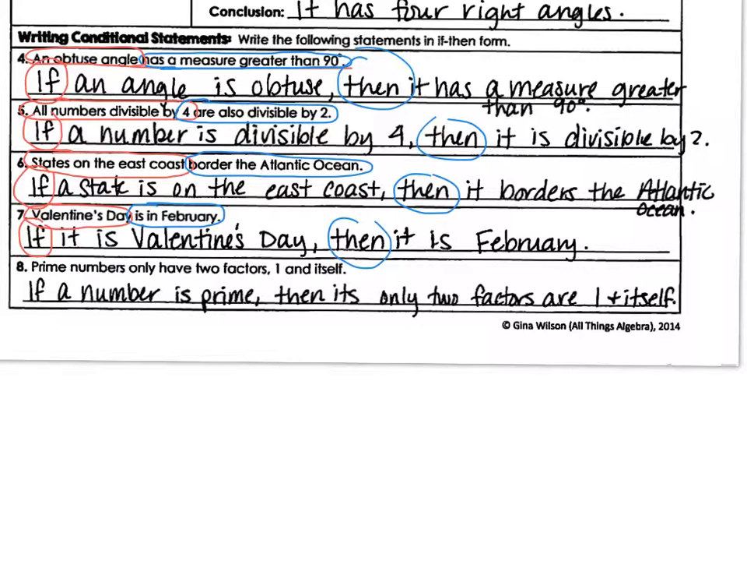My last conditional statement that I'm going to write is coming from the statement, prime numbers have only 2 factors, 1 and itself. So I'm going to state: if a number is prime, then its only two factors are 1 and itself.